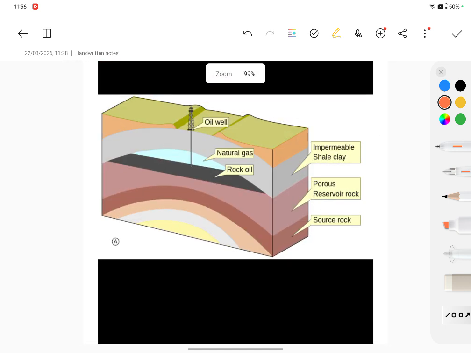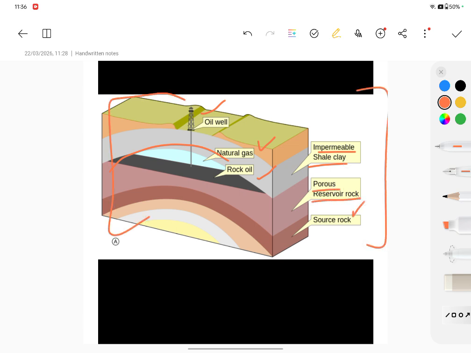As we can see how anticlines are made, the oil well is there, natural gas, rock oil, impermeable shale clay, porous reservoir rock and source rock. In this kind of setting, the oils are found. And we are getting that in that.